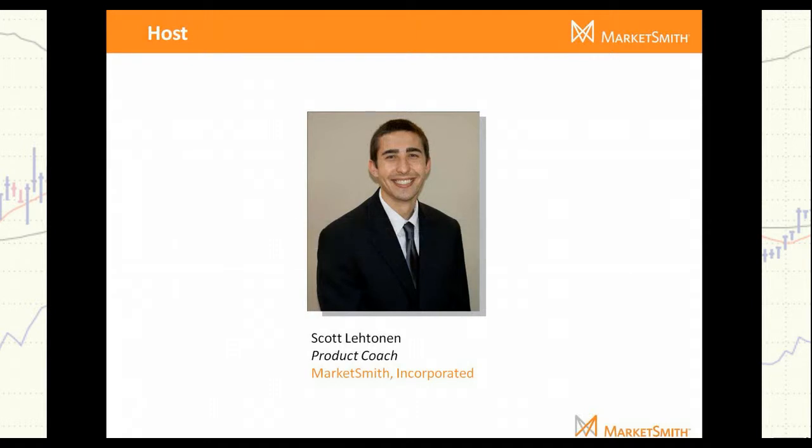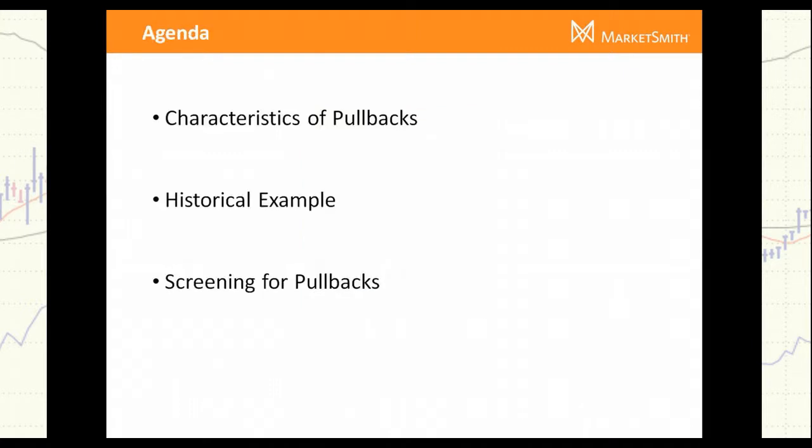So the agenda for today, we're going to discuss the different characteristics of normal versus abnormal pullbacks. We'll look at a historical example of a model book stock from 2009-2010, just to reiterate the point. And then lastly, we'll run a MarketSmith screen to find pullback ideas and discuss how to use those.